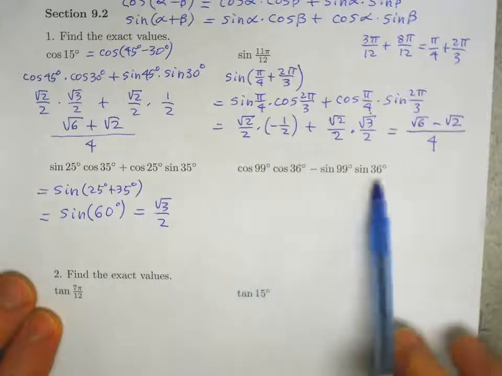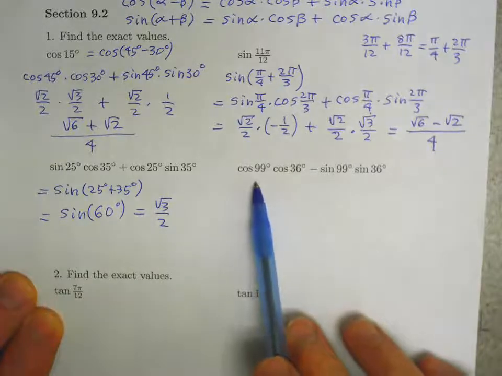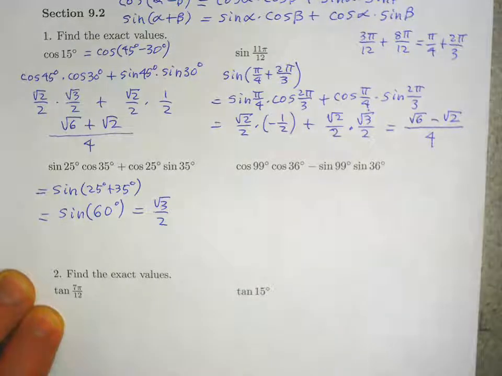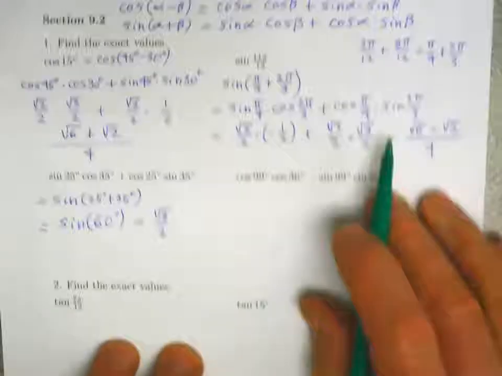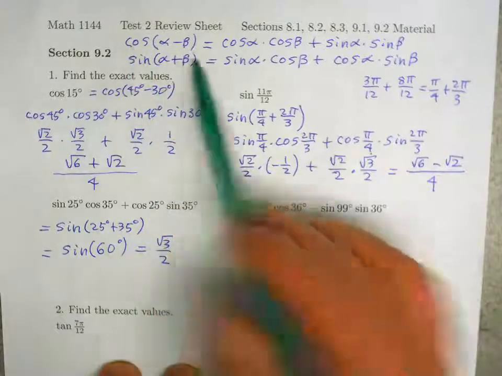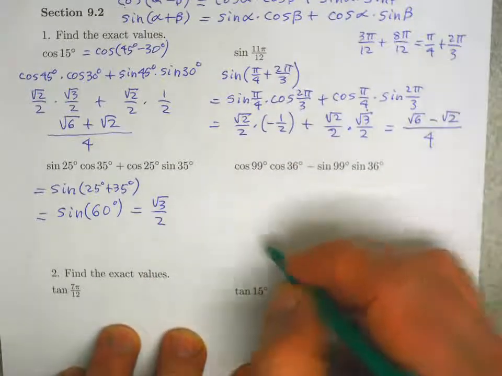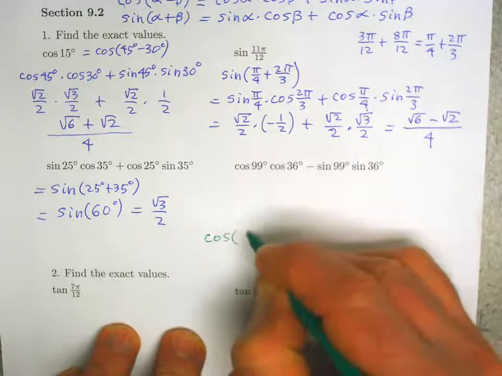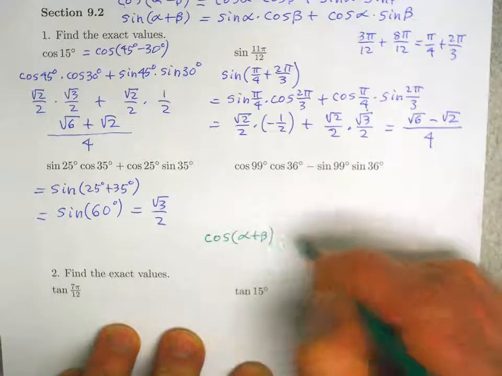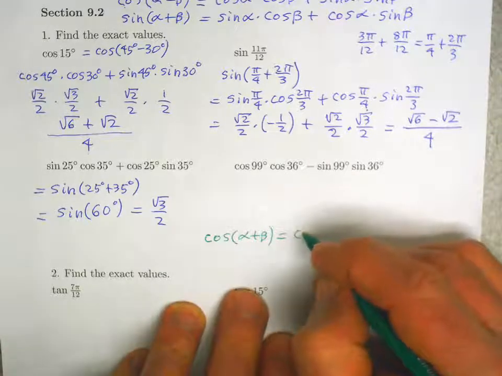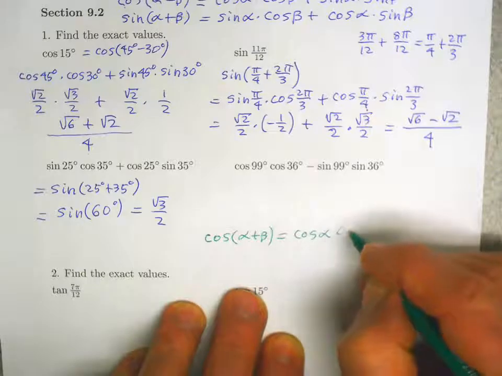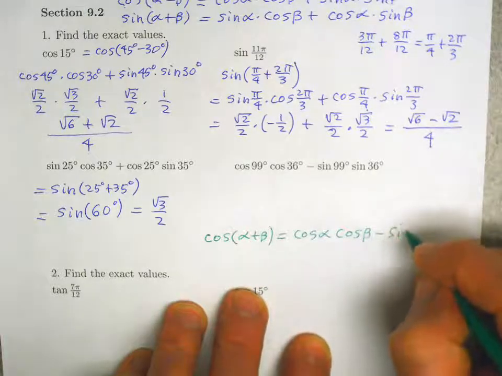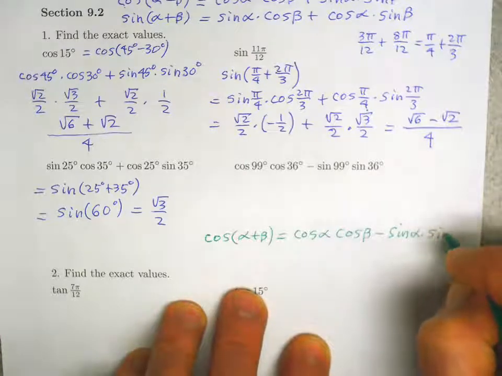Okay, this is the sum formula for cosine in reverse. So just to remind you, up here I wrote the difference formula for cosine, but the sum formula for cosine, cosine of alpha plus beta is cosine of alpha times cosine of beta minus sine of alpha times sine of beta.